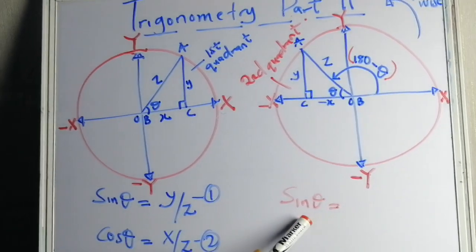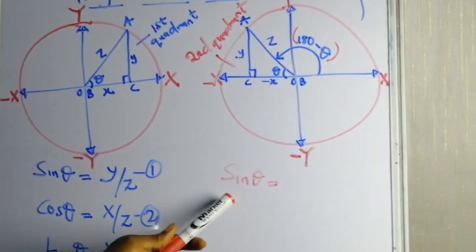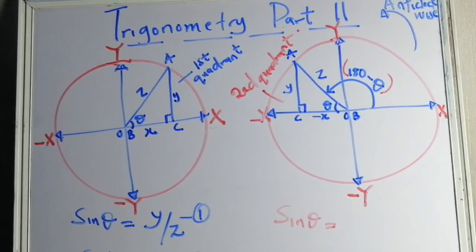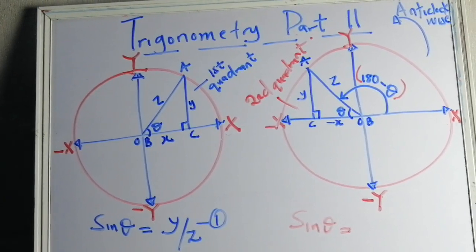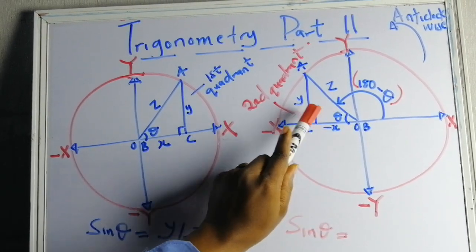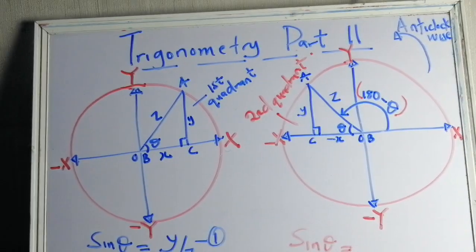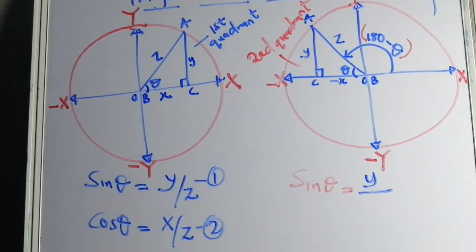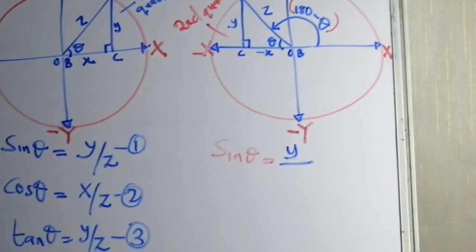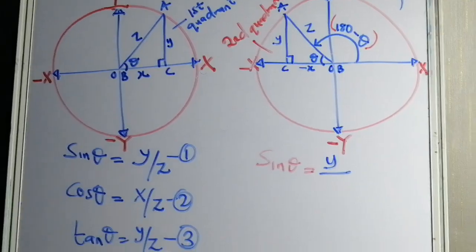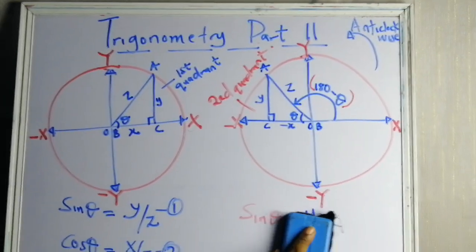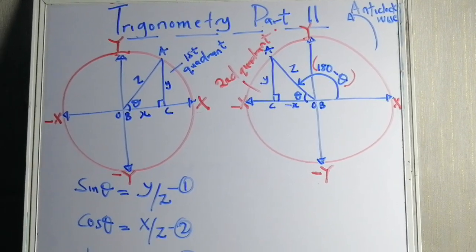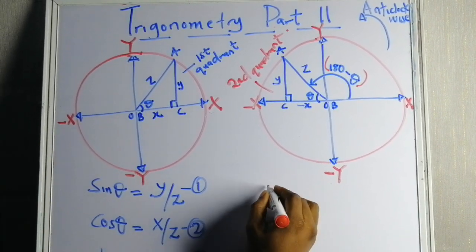So from here, for second quadrant, we have sine theta. We follow SOHCAHTOA. Look at it very well. This is theta. What's the opposite? The opposite is y. We'll still write y. Now what is the hypotenuse? The hypotenuse is z. But don't forget, this is not sine theta again. It will be sine 180 minus theta.